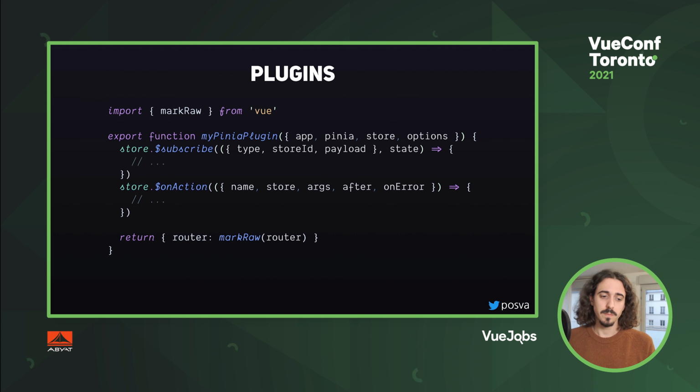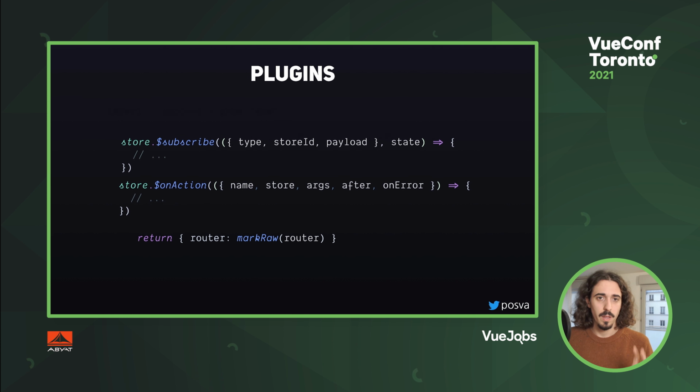Another especially useful feature in Pinia are plugins. Plugins allow you to subscribe to the store changes, to any state changes, but also to the actions, so you can interject actions before they run or after they run, or if they error. And you can also add any properties you want to every store when they are created. And Pinia plugins are just functions. They receive a context object with the current running application, the Pinia object, the store the plugin is being applied to, and then the options the store was created with.